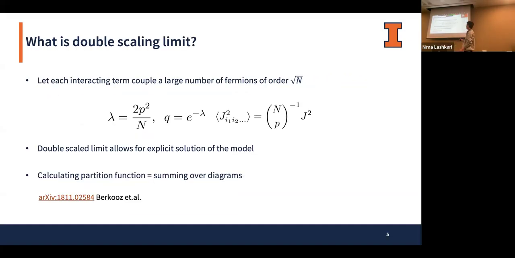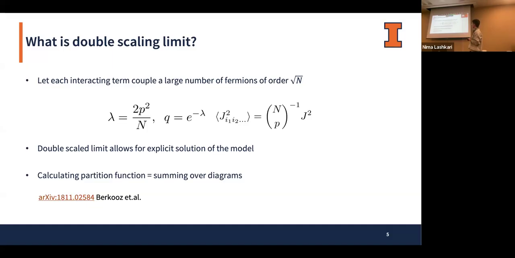Now let's explain what the double scaling limit is. Usually we take p to be just a number of order 1, like p equals 4, or sometimes p equals 6. But here we take p to be a very large number, which in the large n limit scales with the square root of n. So it's large, but of smaller order than n, though it's still infinite. And we take this combination p squared over n to be a finite number in the large n limit, and this q is defined in this way.